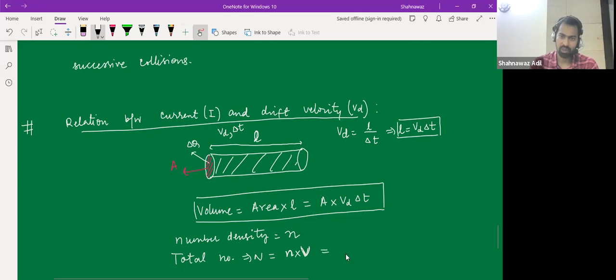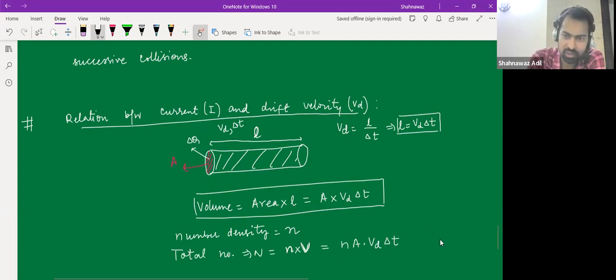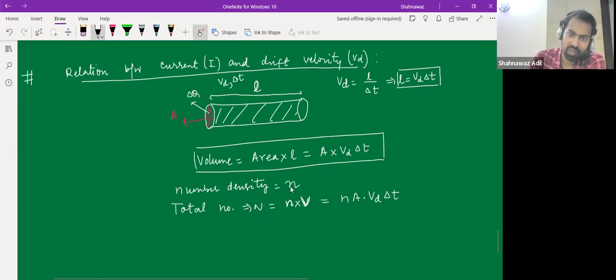Now we already know what the volume is. So volume is A v_d delta T. Now let us calculate the total charge. So total charge is N into e. So this would be how much? N A v_d delta T into e. So let us write it in this way: N e A v_d delta T.